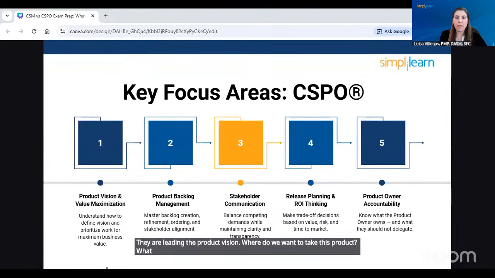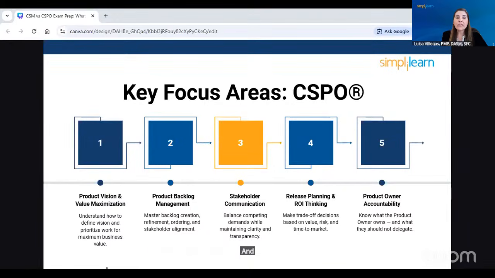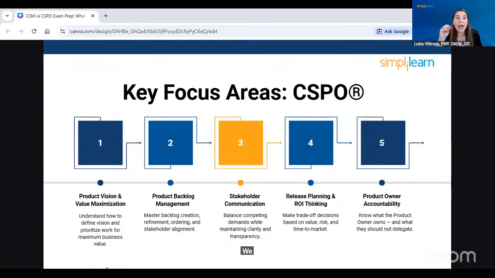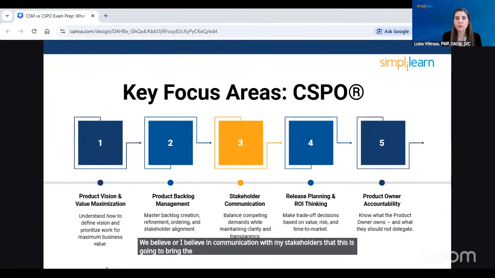What is my roadmap? What are the features or increments or abilities of this product that we want to work on? And the product owner is going to prioritize the work for maximum business value. So if we have a list of tasks or increments or features, the product owner is going to look at that list and say, we're going to start with this feature because this is the first one we want to launch to market. We believe, or I believe, in communication with my stakeholders that this is going to bring the most value to my customers. So this is how we're going to prioritize the work.